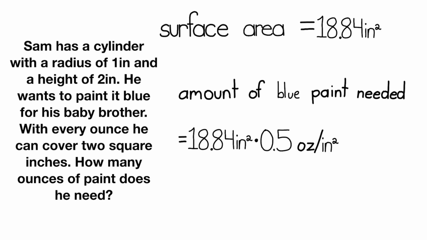Now, as you see here, this equation has inches square in both parts, right? So they cancel each other out. And so now what we're left with is ounces. So it would be 18.84 times 0.5 ounces, and that would equal 9.42 ounces.